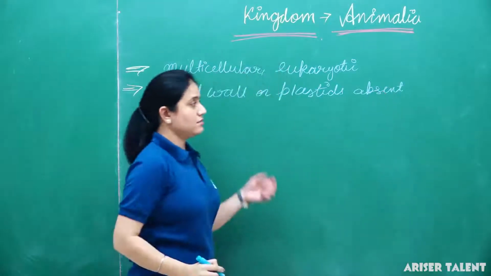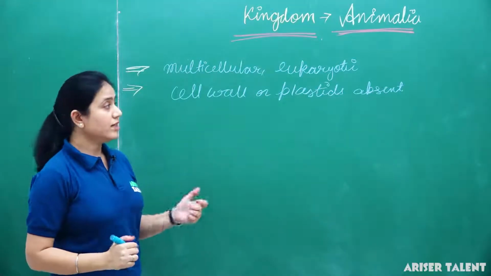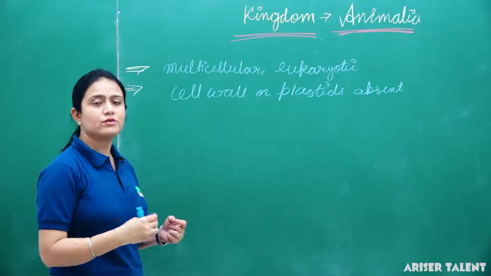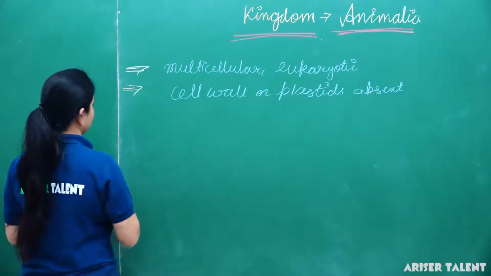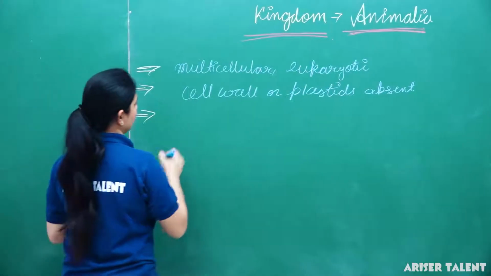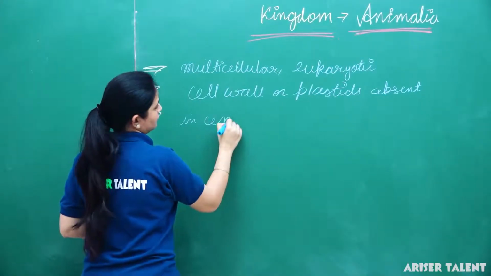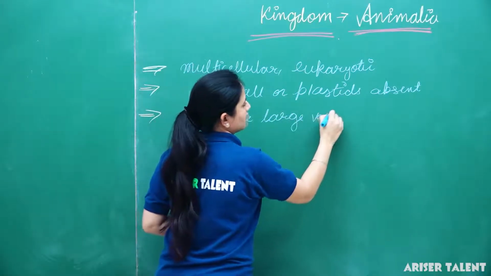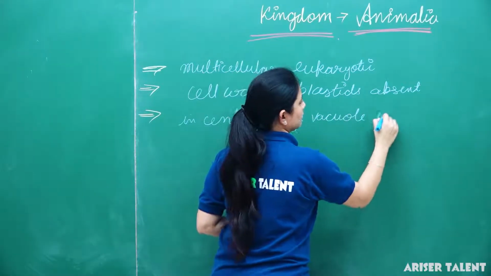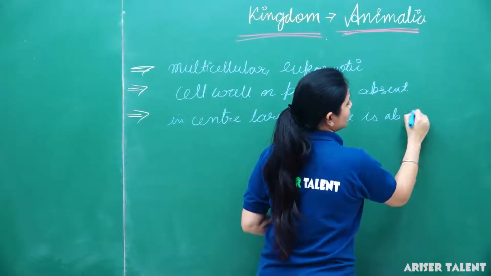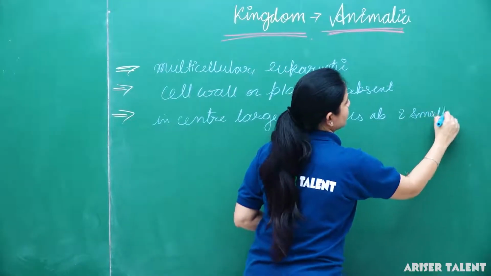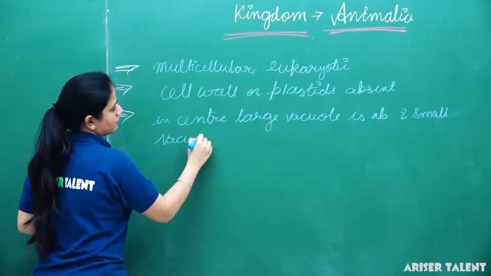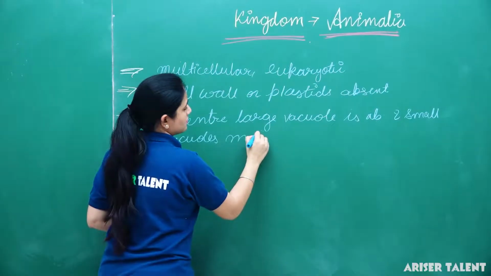And as we talk about the vacuole, then central large vacuole is absent and small vacuoles may be present.